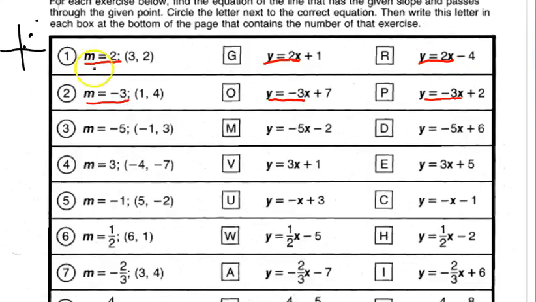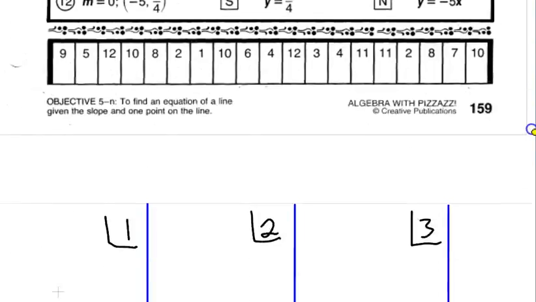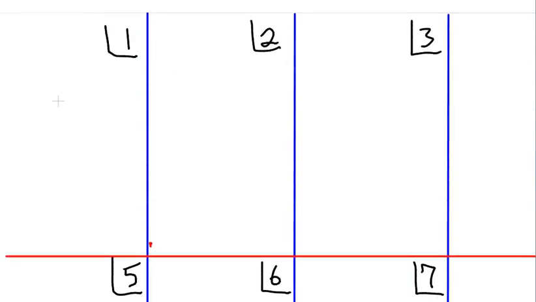So let's do number 1 in the number 1 box. Go ahead and write this part down. Okay. So m equals 2 and then (3, 2). Write that down. Rewrite this. Okay, and then write y equals mx plus b.